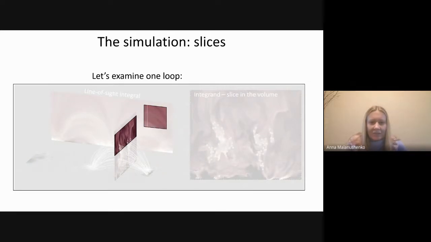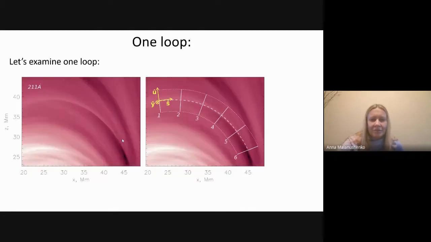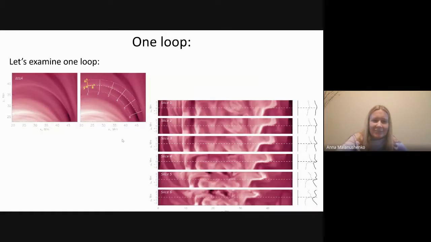Roughly speaking, the image in this vertical column is brought to existence by the line of sight integral of this rectangle in the volume. So let's look at both a bit zoomed in. This is one loop, and to study it, I surround it with a curvilinear slab, and I take 6 slices across the loop. In these 6 slices, I look at volumetric emissivity that I need to integrate to obtain the synthetic intensity in these synthetic emission slice images.